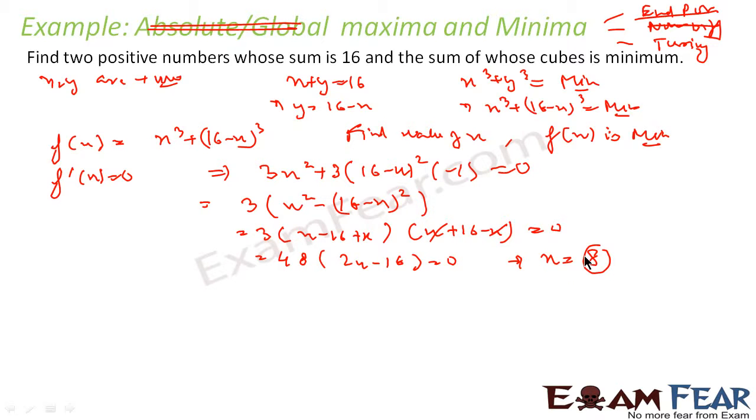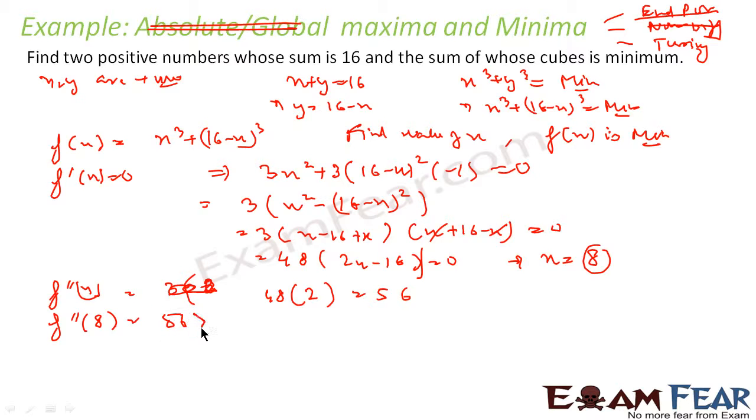Now I have to check whether at x equal to 8 the function is maximum or minimum. To do this, let's find f double dash x. Taking this equation, f dash x, it will be 48 into 2x becoming 2, and minus 16 becoming 0. That is nothing but 96. So f double dash x is 96, and f double dash 8 will also be 96, which is greater than 0. So my x equal to 8 is a point of minimum.